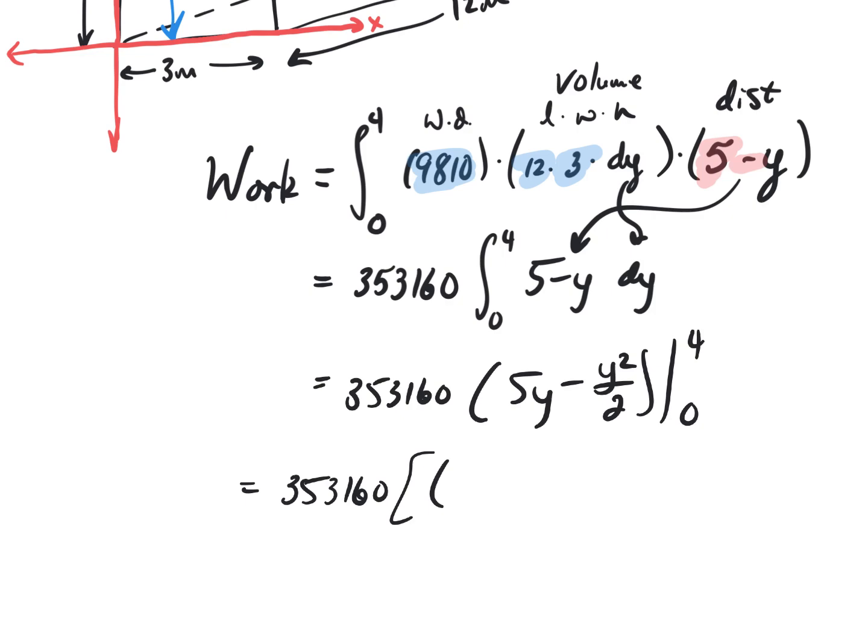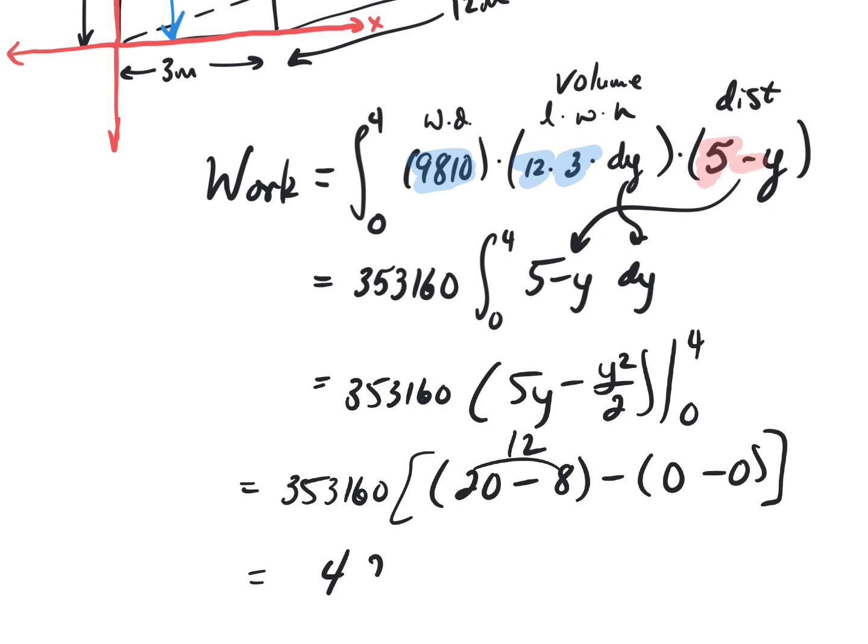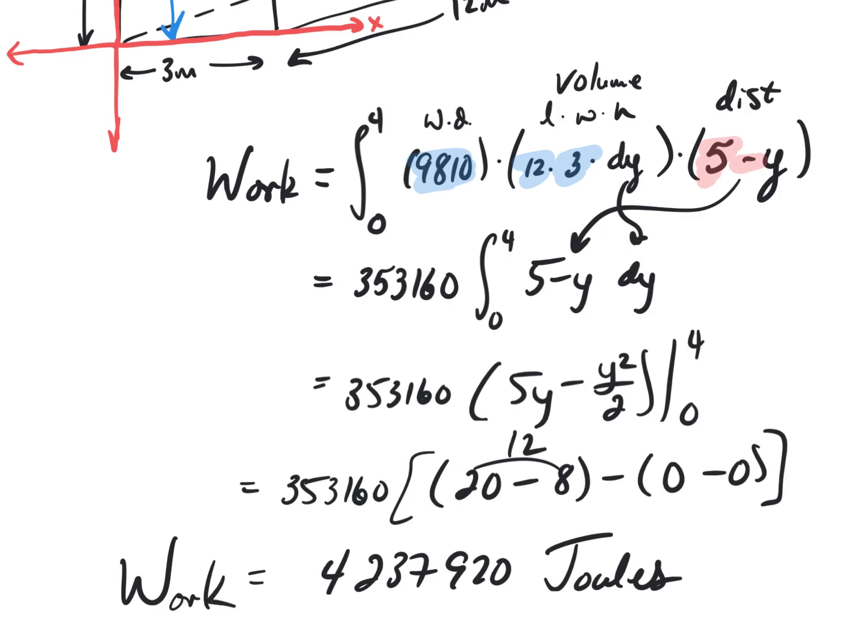Everywhere you see a y, put in 4, so 5 times 4 is 20. 4 squared divided by 2 is 8. 5 times 0 is 0. 0 squared divided by 2 is 0. Okay, 20 minus 8, of course, is 12. And so we end up with 353,160 times 12. And the result then, 4,237,920 joules of work. Remember, this is a work problem. 4,237,920 joules of work to completely empty the tank.